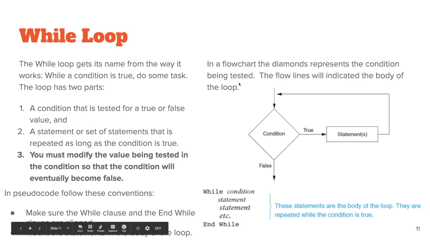In a flowchart, the diamond is still used, okay? On true, and only on true, do we loop the statements. We will never loop on false. Okay? False is how we get out of the loop.